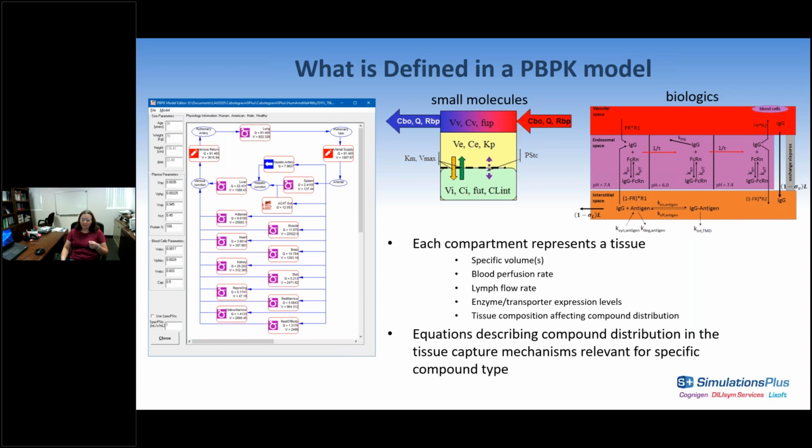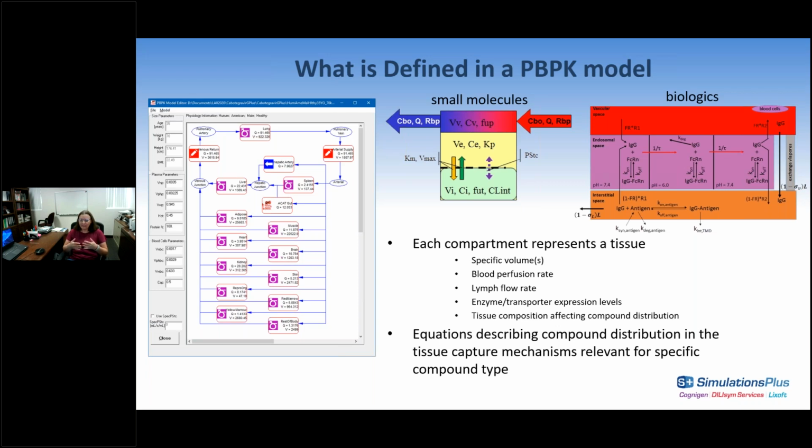And with that, they are described by physiologically relevant sizes, like volumes of the tissues, blood flows, highlighted by those blue arrows in the picture, lymph flow, which may be a significant mechanism for certain types of molecules, enzyme and transporter expression levels, and general composition of that tissue, which affects how compounds of different properties would be distributing to that specific tissue and so on.